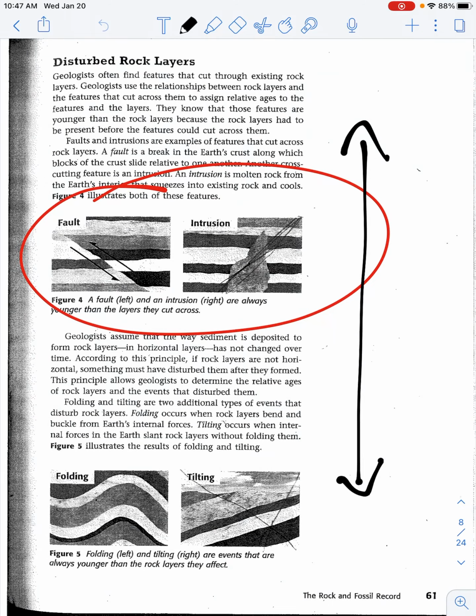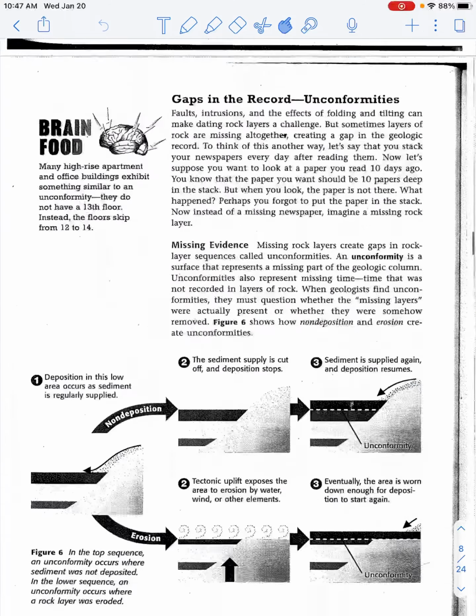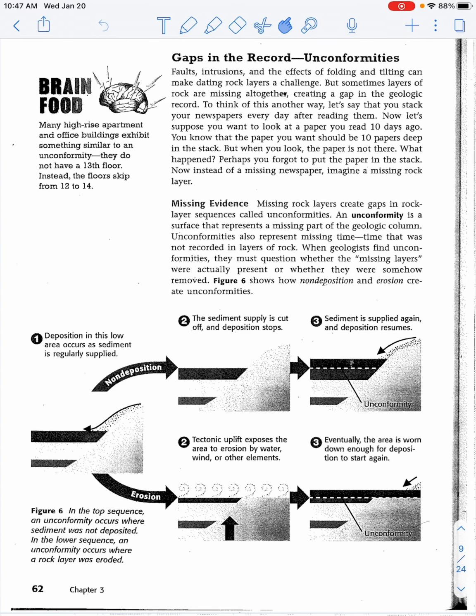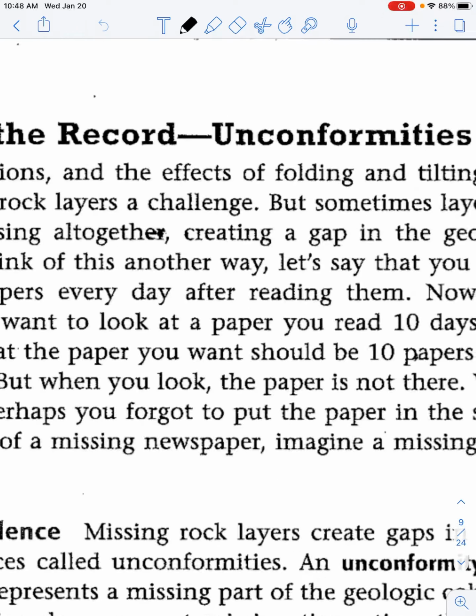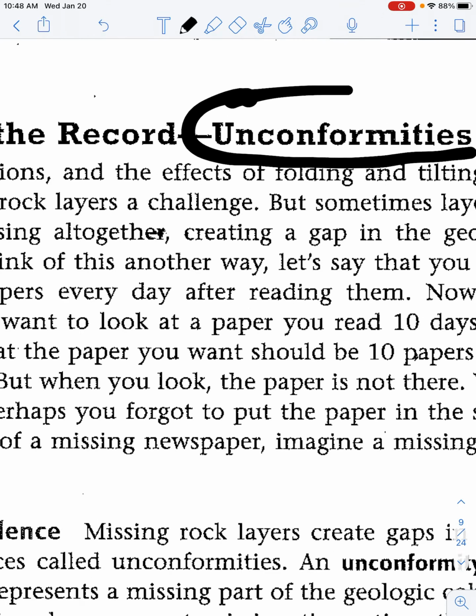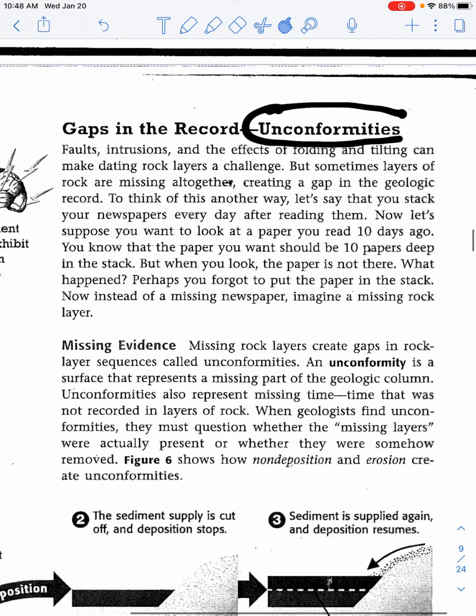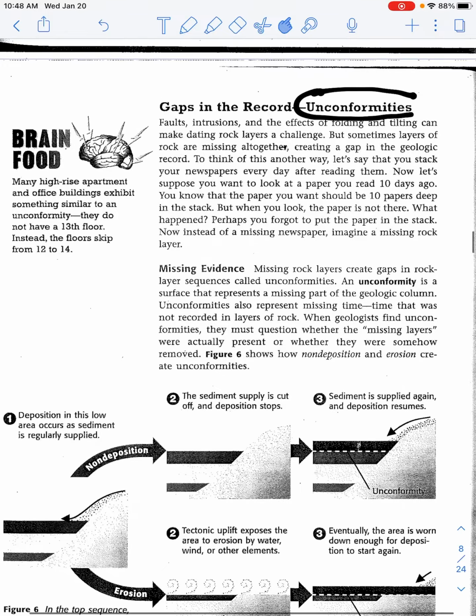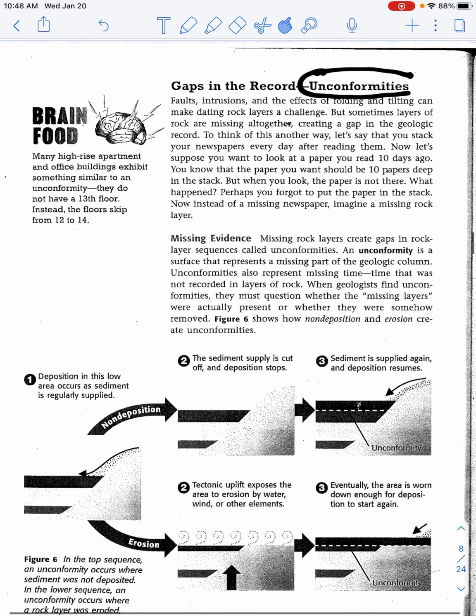Turning to page 62. It's called gaps in the record, unconformities. So these things that are caused by missing rock layers are called unconformities. It says faults, intrusion, and the effects of folding and tilting can make dating rock layers a challenge, like figuring out the age of the rock layers. But sometimes layers of rock are missing altogether. So we're missing an entire layer of rock, and that creates a gap in the geologic record.